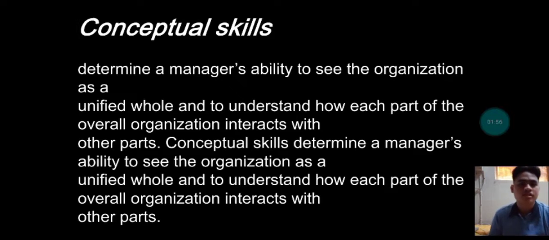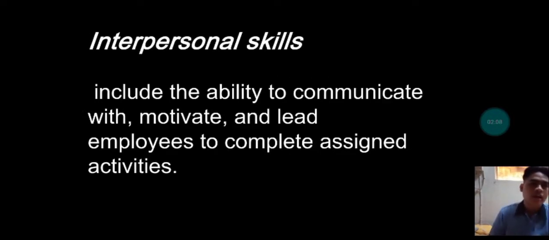Conceptual skills are a manager's ability to see the organization as a unified whole. So, you must have the ability to unify the whole organization.